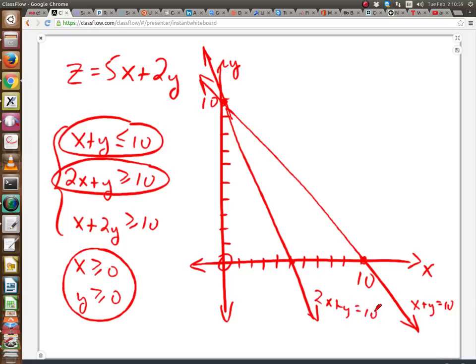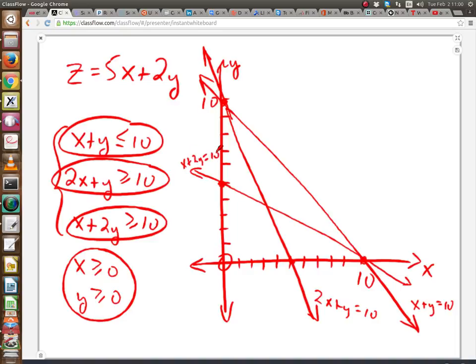Now remember, if there isn't an equal sign, you do a dashed line, meaning that the points on the line are not part of the solution, but you need the boundary anyway. And this line, all right, if you plug in x equals 0, 2y equals 10, so the y-intercept is 5. And if you plug in y equals 0, x equals 10. So it goes through these 2 points. And this line was x plus 2y is 10.